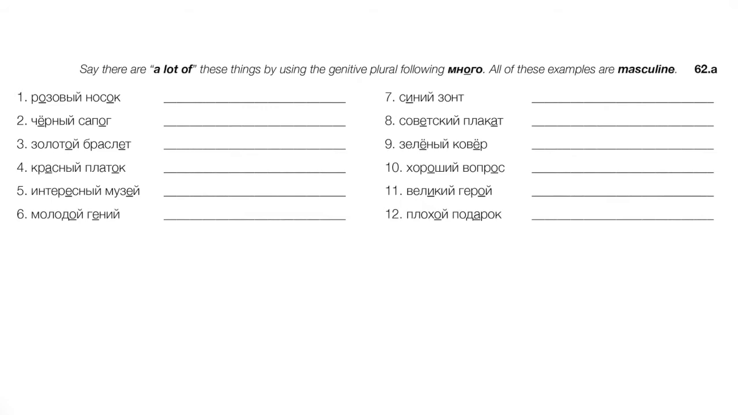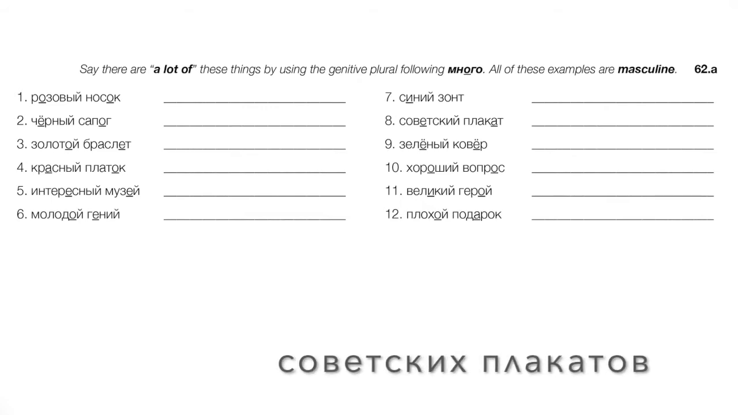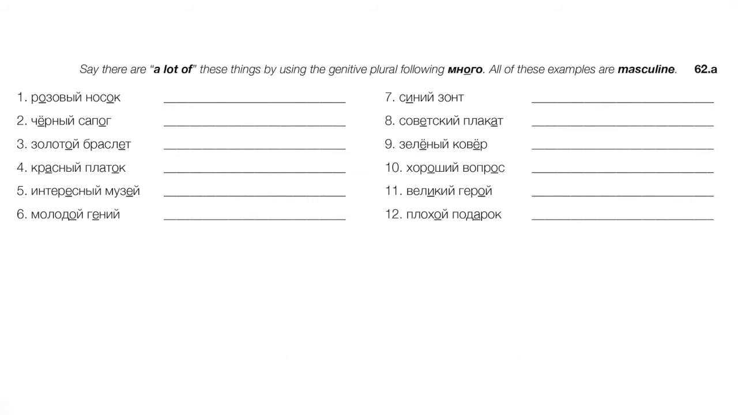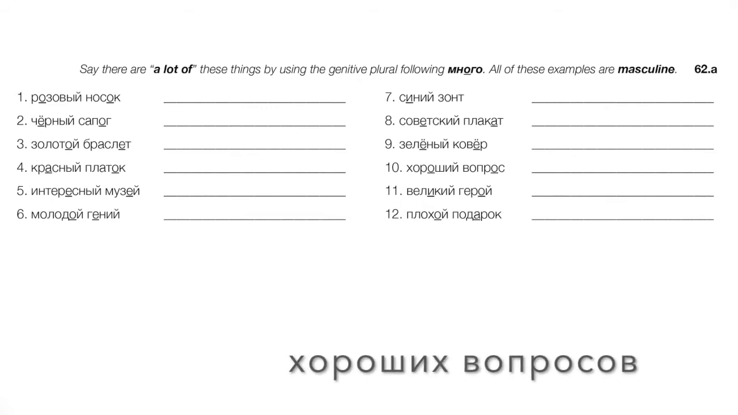Vosim, a lot of Soviet posters. That describes this textbook, right? Mnoga sovietskich plakatov. Devit, many green carpets. Mnoga zelenych kavrov. Hard masculine, mobile vowel. Desit, many good questions. Mnoga khoroshich voprosov.